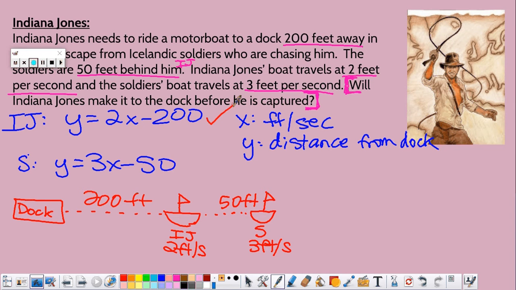Indiana Jones. What did you tell me that this 200 feet was? 200 feet from the dock. So what would this negative 50 feet tell you? They're 50 feet away from the dock. So where would the soldiers actually be in our picture? They would be further up. So they'd be right here.